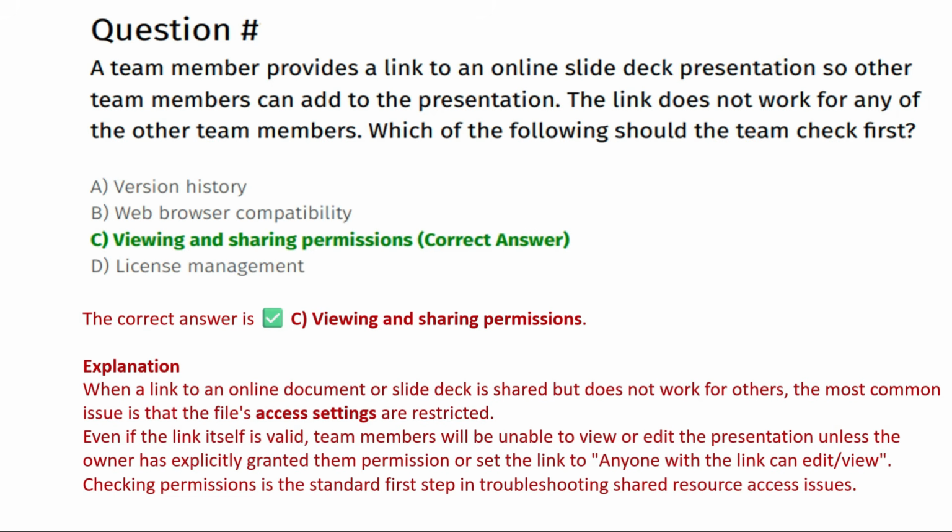When a link to an online document or slide deck is shared but does not work for others, the most common issue is that the file's access settings are restricted. Even if the link itself is valid, team members will be unable to view or edit the presentation unless the owner has explicitly granted them permission or set the link to anyone with the link can edit or view. Checking permissions is a standard first step in troubleshooting shared resource access issues. So that's why the correct answer for this question is option C, viewing and sharing permissions. So let's move to the next question.